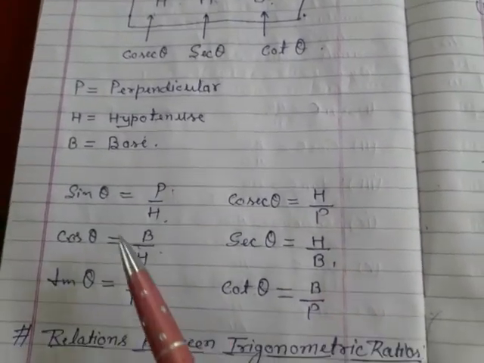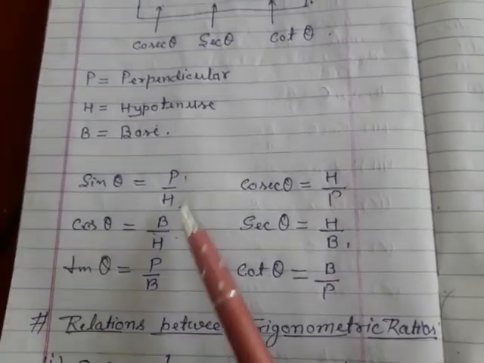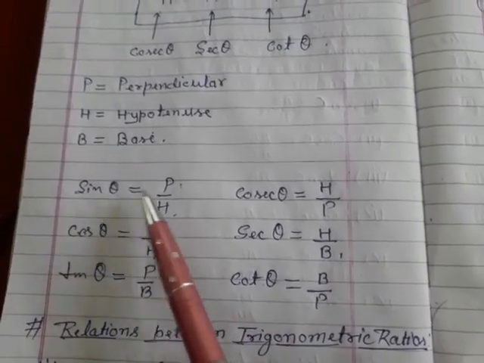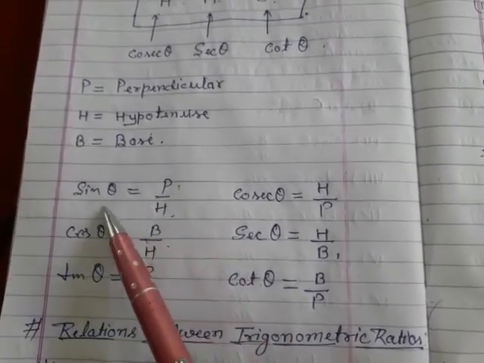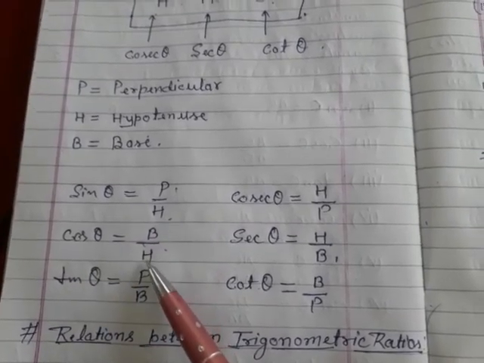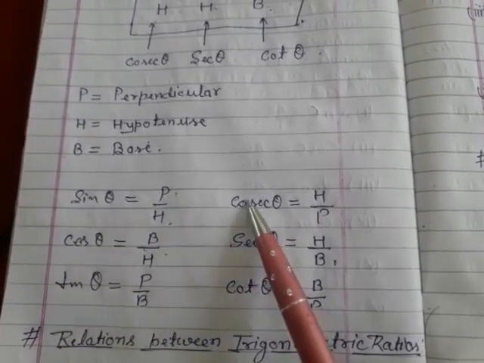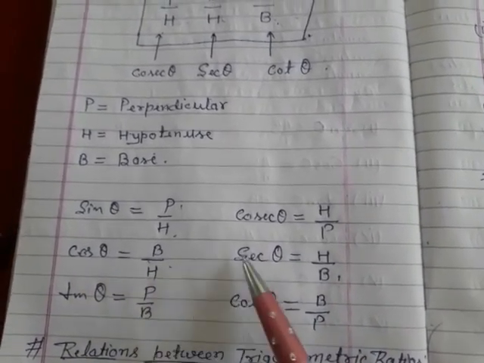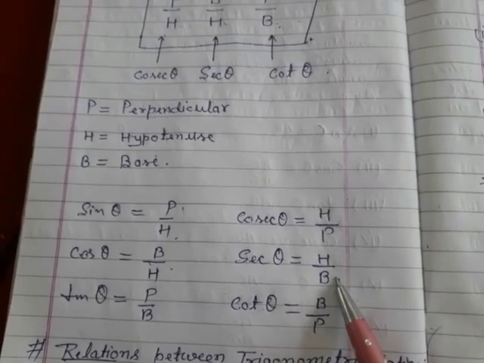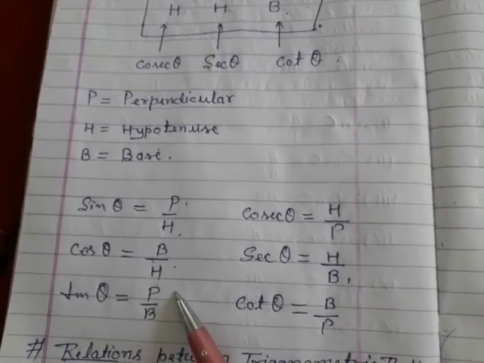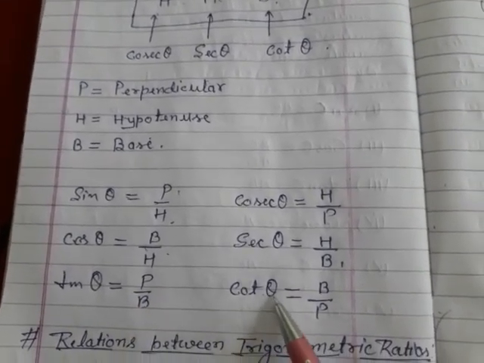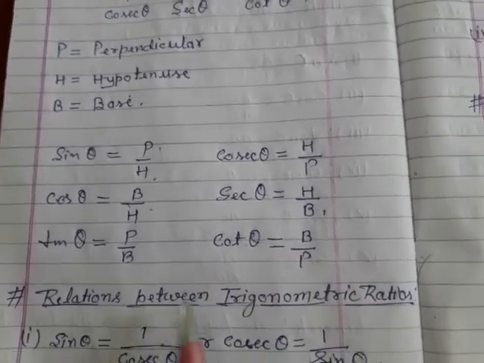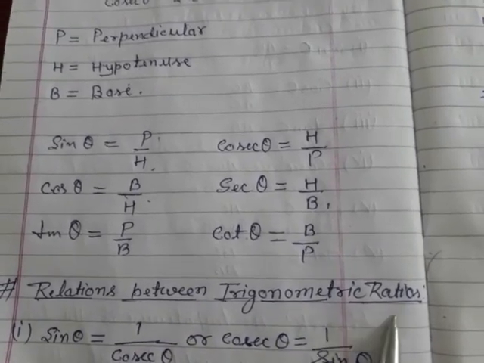Clear? Now this one is easy to know. Sin theta is P by H, and just opposite, cosec theta is H by P. Cos theta is B by H, and just opposite, sec theta is H by B. Tan theta is P by B, and cot theta is B by P. Clear? Relations between trigonometric ratios.